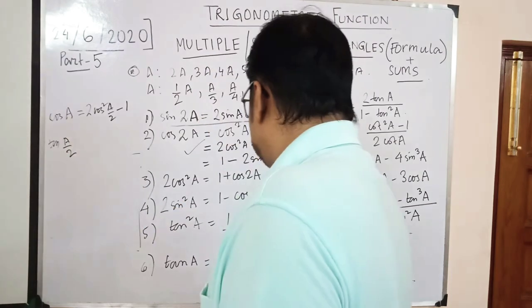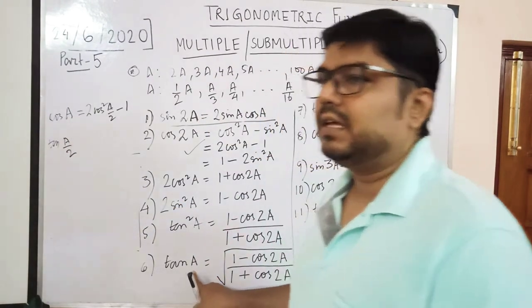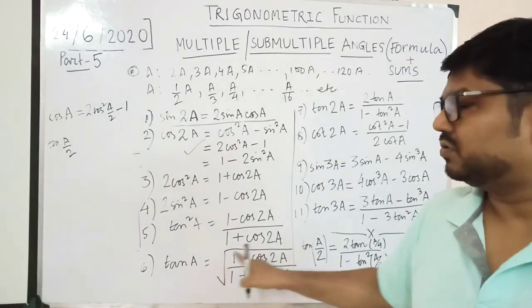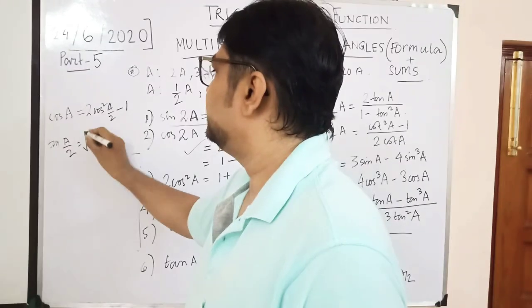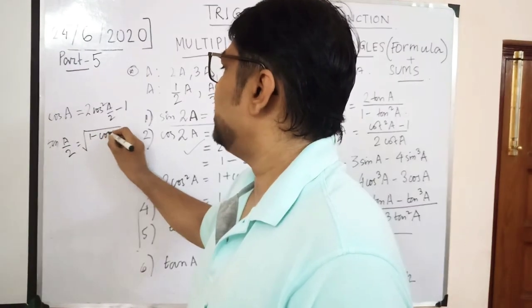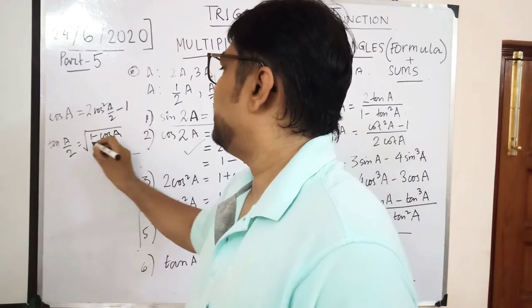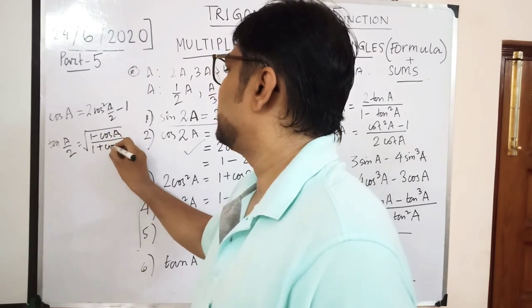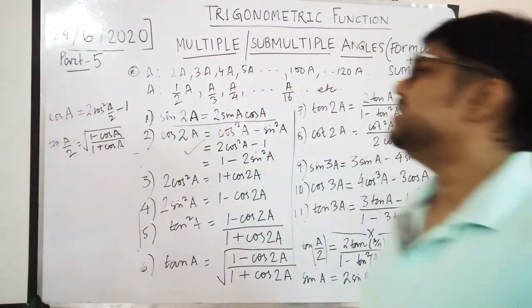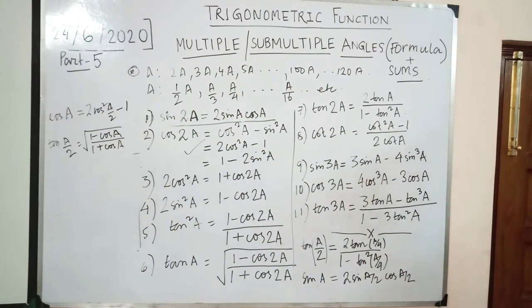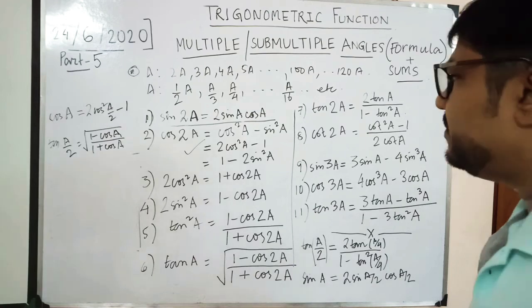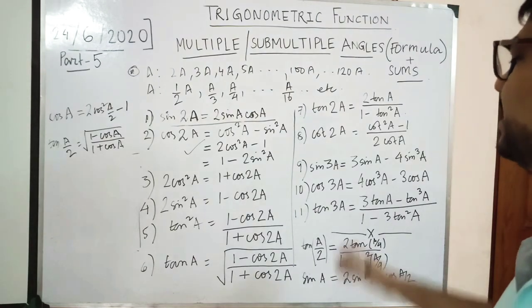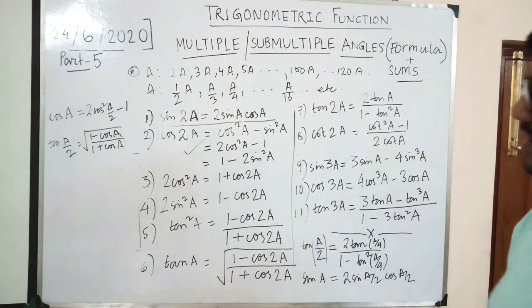You see the structure, it's under root. This angle ratio will be 1:2. So it will be something like 1 minus cos a by 1 plus cos a. So this is the same structure we are reusing. You need to remember this first 11 and you can write any formula you want. So these are the formulas with submultiple and multiple angles.